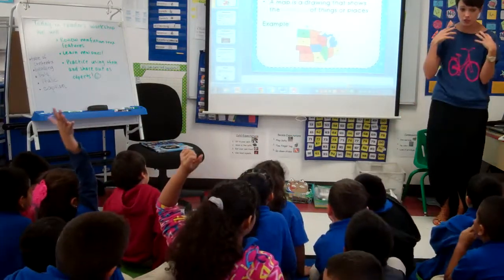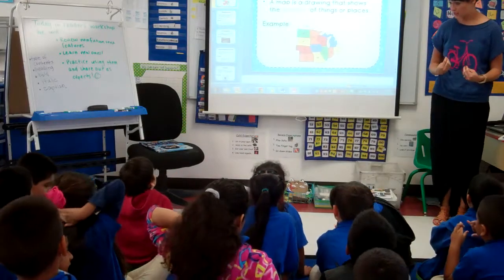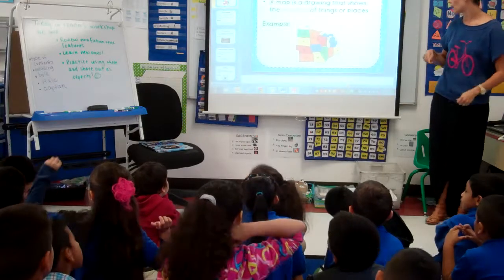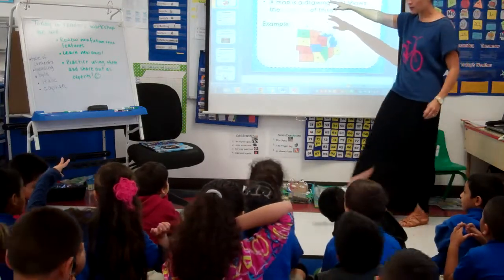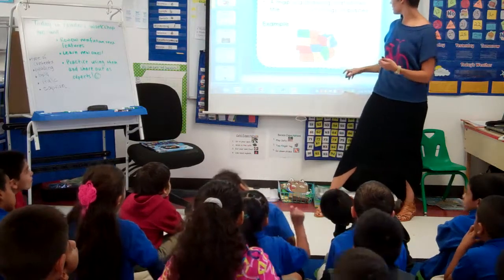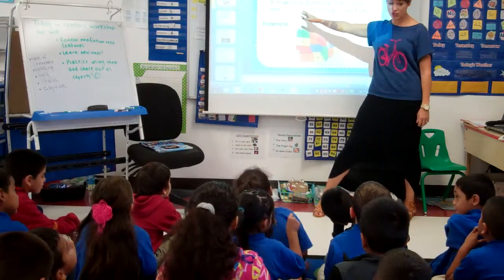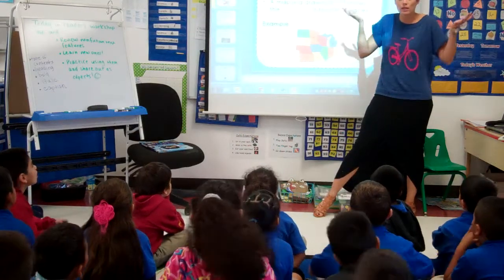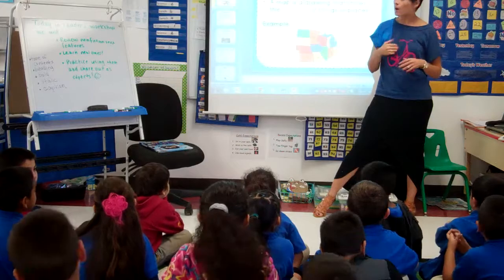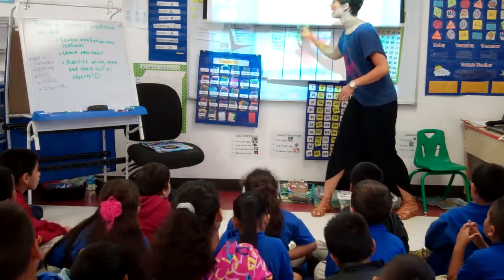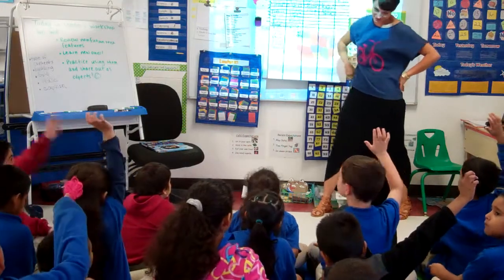Okay, I'm actually going to share the definition with you. I know you just talked about it, but we have 1, 2, 3, 4, 5, 6 to go through, so we're going to go quickly. Track here. Ready? A map is a drawing that shows the location of things or places. Location means where things are. So, where in the classroom is there a map? I'm giving you a big hint by putting this up.